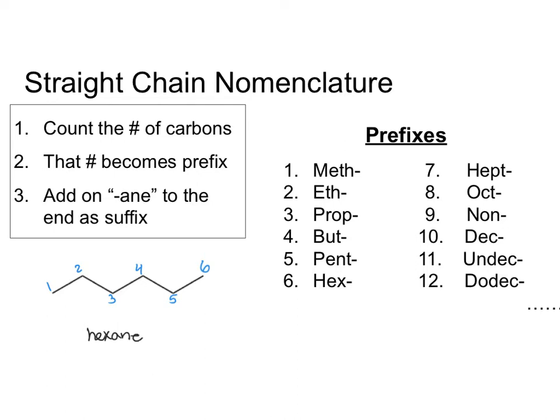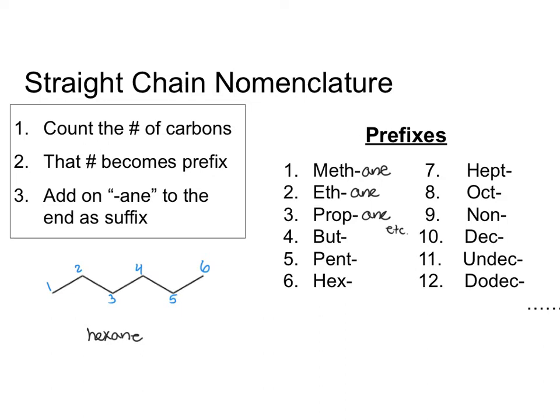And you could add that ane onto the end of any of these prefixes to get the corresponding molecule with that number of carbons. So methane, ethane, propane, these are actually really common gases used in combustion and grills that you might have heard of before. And so this is where their nomenclature comes from. So straight chain nomenclature is pretty straightforward, and we're going to apply those same concepts to the more complicated branch structured molecules.